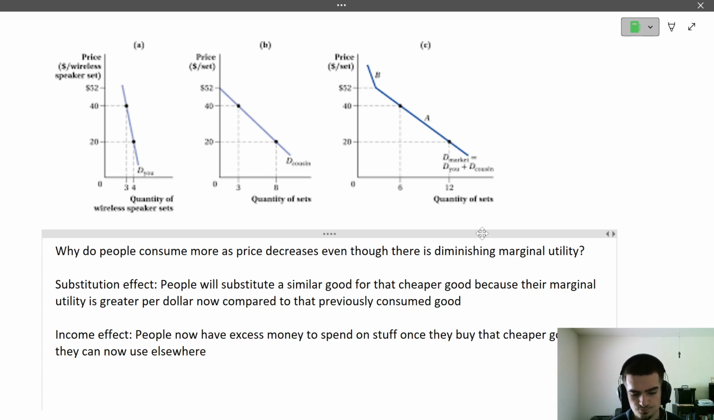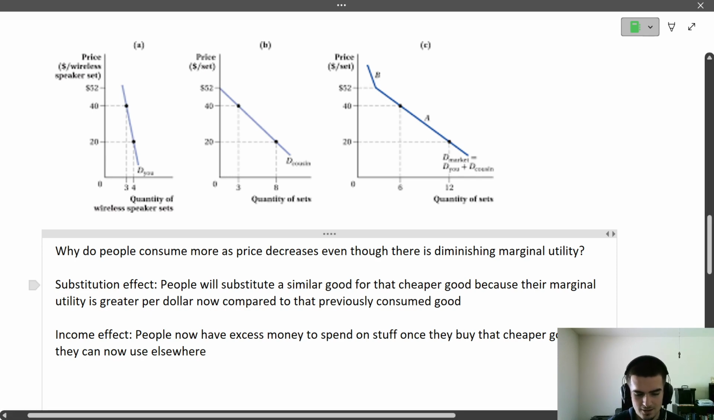I don't know what example to use, but yeah, people will substitute two similar goods. Oh, I have a good example. Do I?